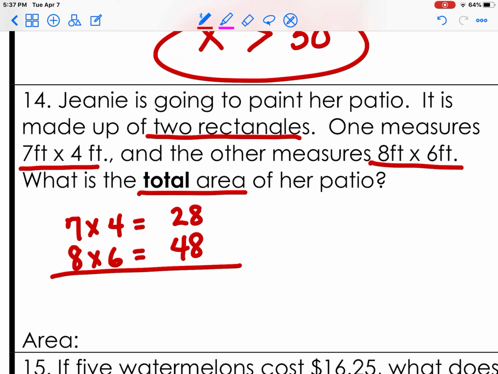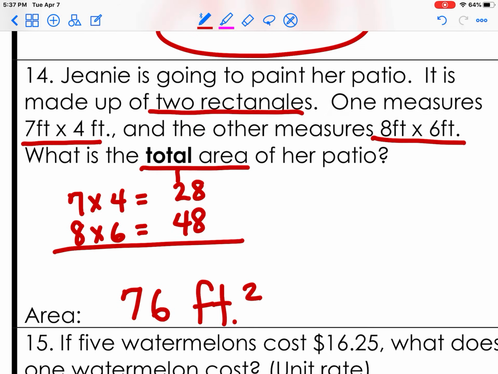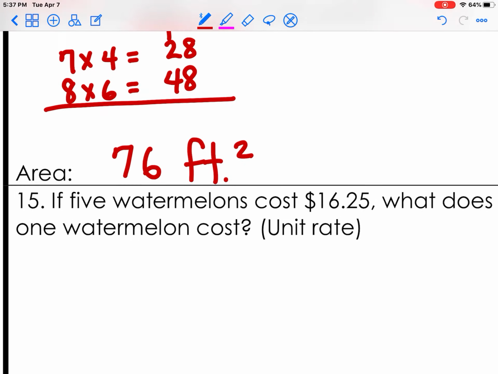And then we can just add those two numbers up to find the area of the total patio. 8 plus 8 is 16. And 2 plus 4 is 6, plus the carried 1 is 7. The 76 square feet is the answer. You do not have to type in the label in the Google form. Just type in 76. That'll be fine.